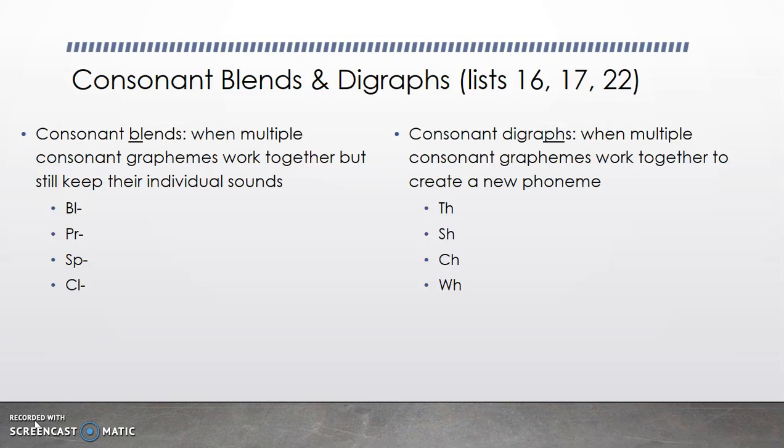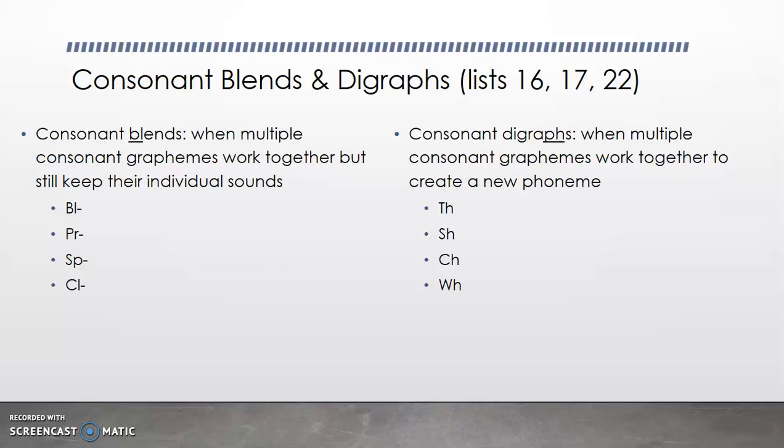So consonant blends and digraphs, these can be found in your book of lists in lists 16, 17, and 22. Consonant blends are when multiple consonant graphemes work together, but they still keep their individual sounds, such as BL in black, PR as in prepare, SP as in spare, or CL as in clay. And so you'll notice in the word blends at the top here, I have actually underlined the BL. So the word blends starts with a blend. And that helps me to remember it.